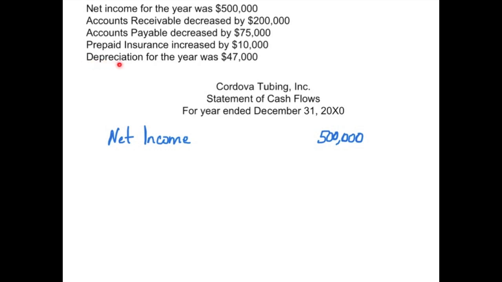We do have depreciation. So let's think about depreciation. Depreciation is a non-cash expense. No cash was dispensed when we expensed depreciation. However, depreciation did reduce net income. So, since we're interested only in cash on the statement of cash flows, we need to add back the depreciation. So I'm simply going to add back depreciation of $47,000.